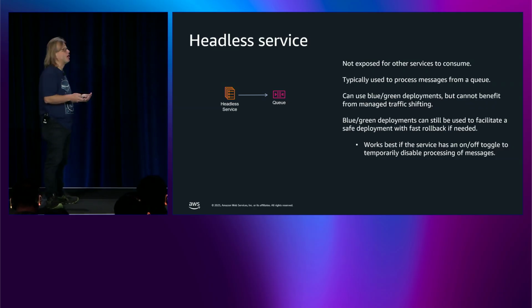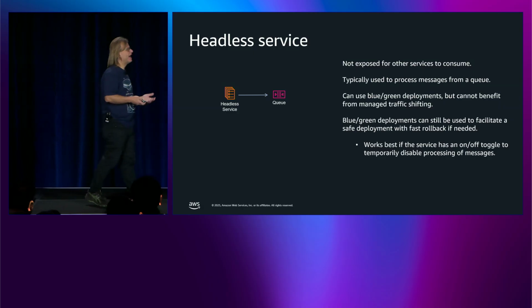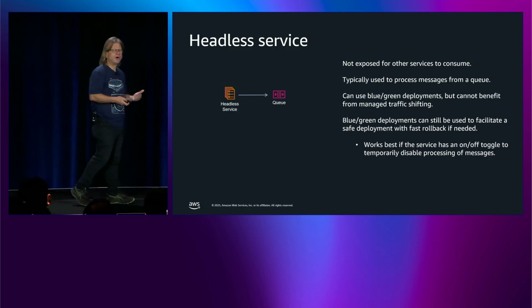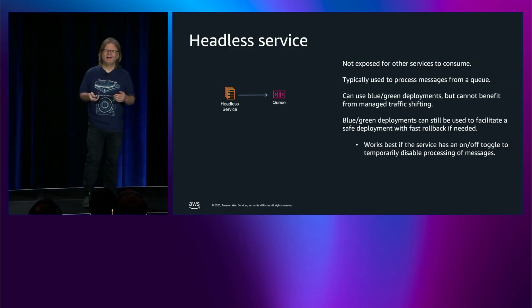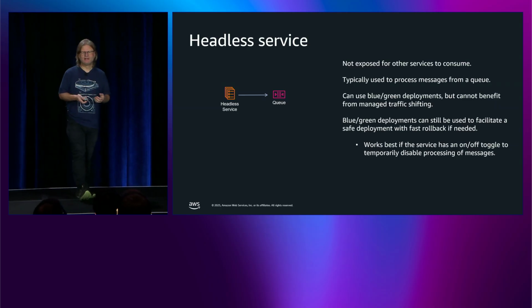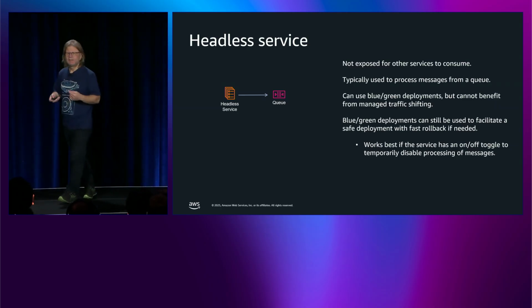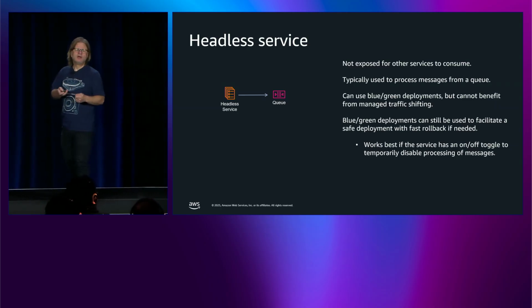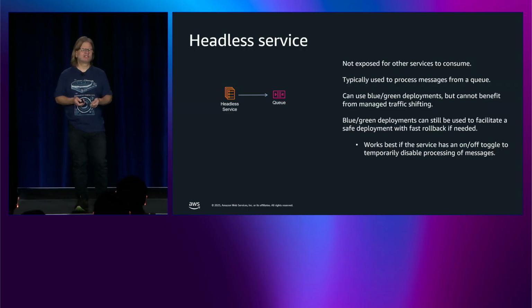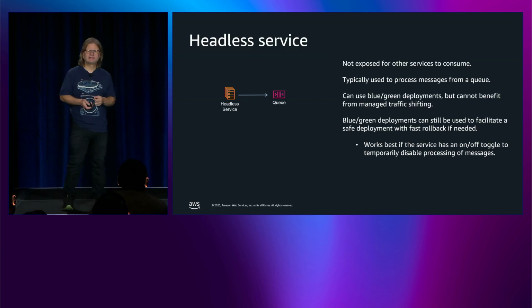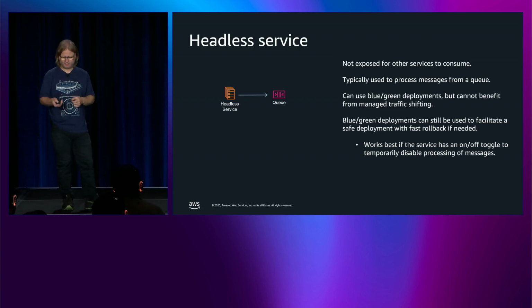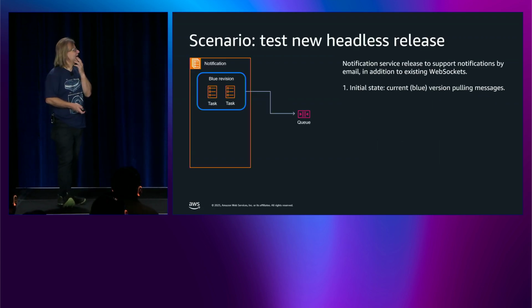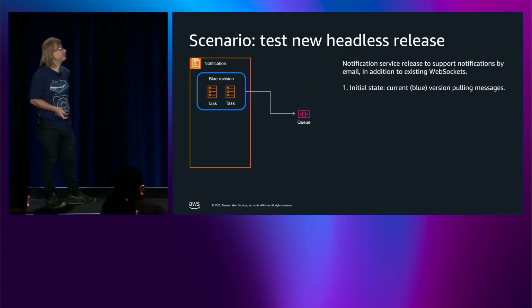However, because there is no request traffic, you have to think a bit differently about how you manage the activation of these services. So essentially, you need to do a bit of extra work to determine which version of the service is picking messages off the queue. And you need some way of turning on or off the actual services pulling messages off the queue. So let's see how it worked for Unicorn Watch.